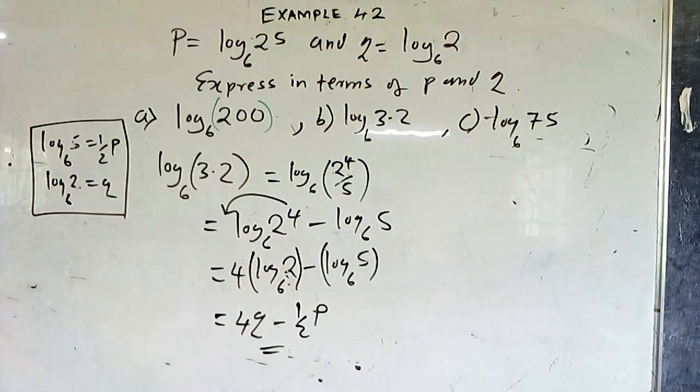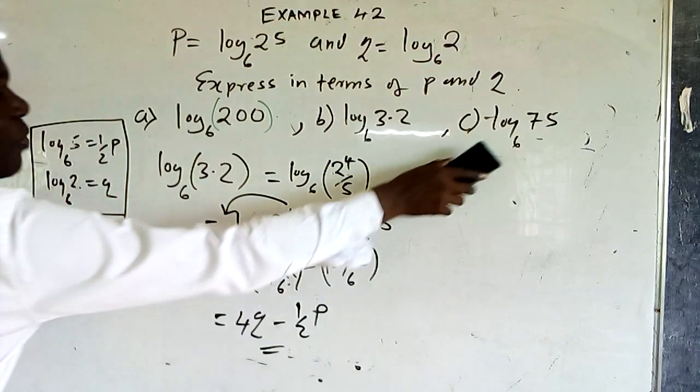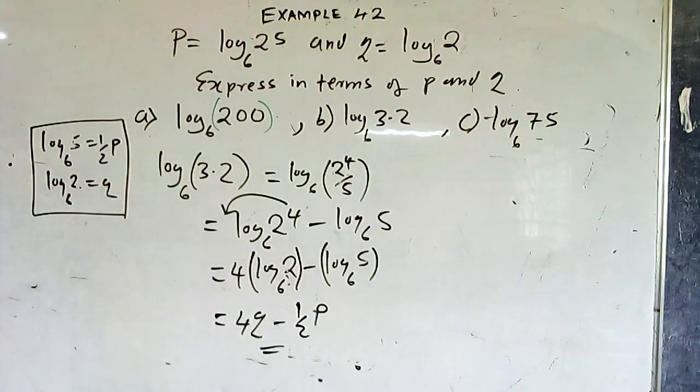Move to part C, log 75 to base 6. That is an assignment. Part C is an assignment. We are now going to do part C, okay? Good.